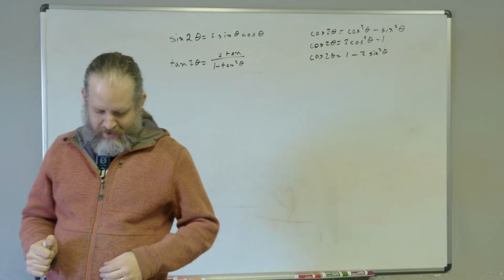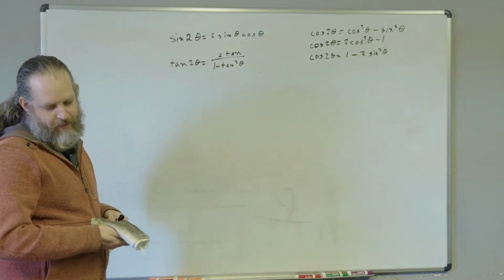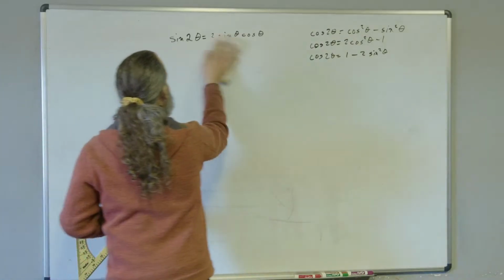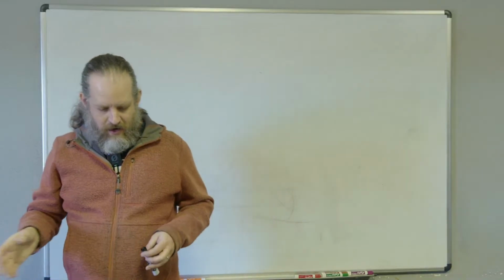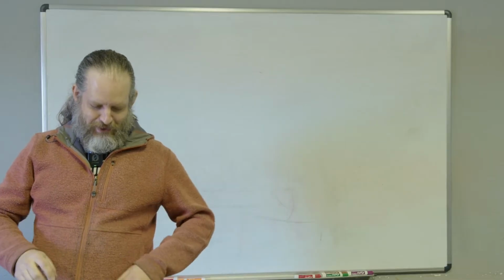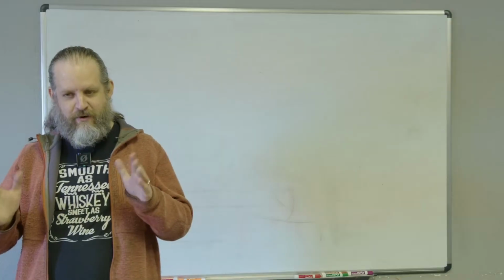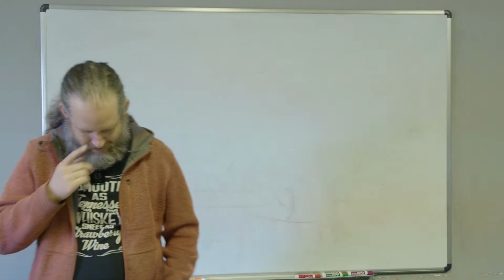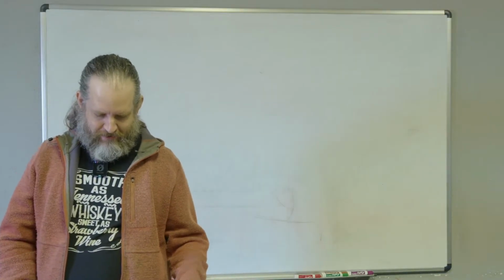If the cosine of theta equals 3/5 on the interval 0 to 2 pi, so AKA quadrant 1, find the sine of 2 theta, cosine of 2 theta, and the tangent of 2 theta.